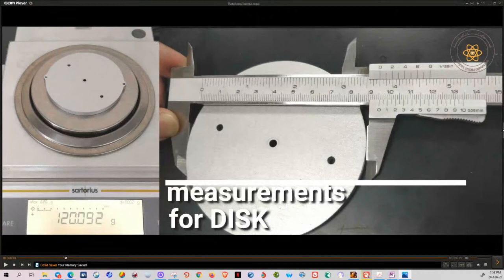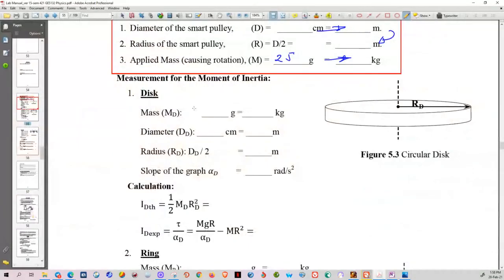Divide by 1000, or times 10 raised to minus 3. It should be times 10 raised to minus 3. Okay, there you go. So now you have the mass. You will record the mass of the disc in gram and then change it to kilogram.